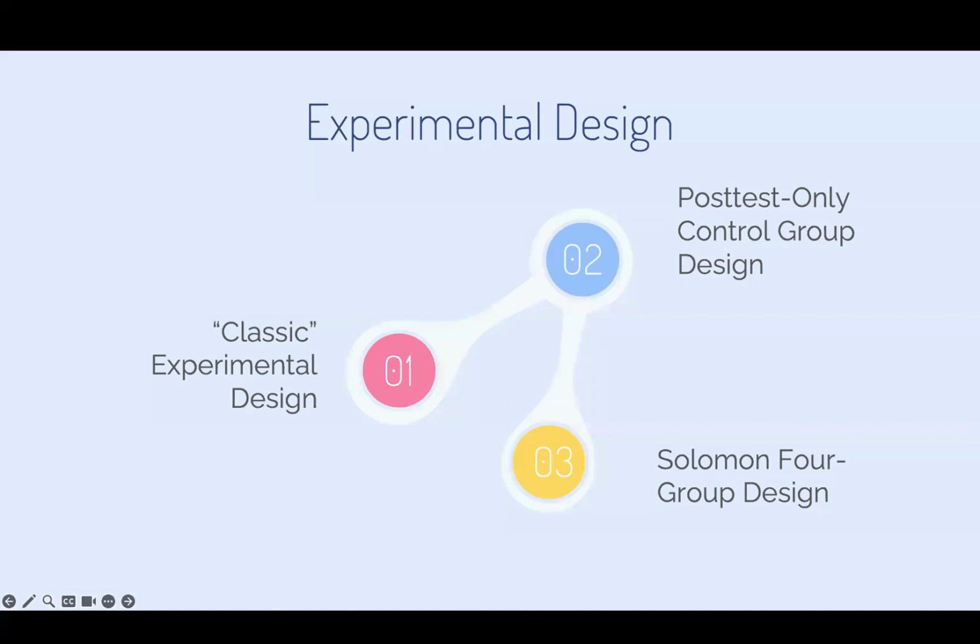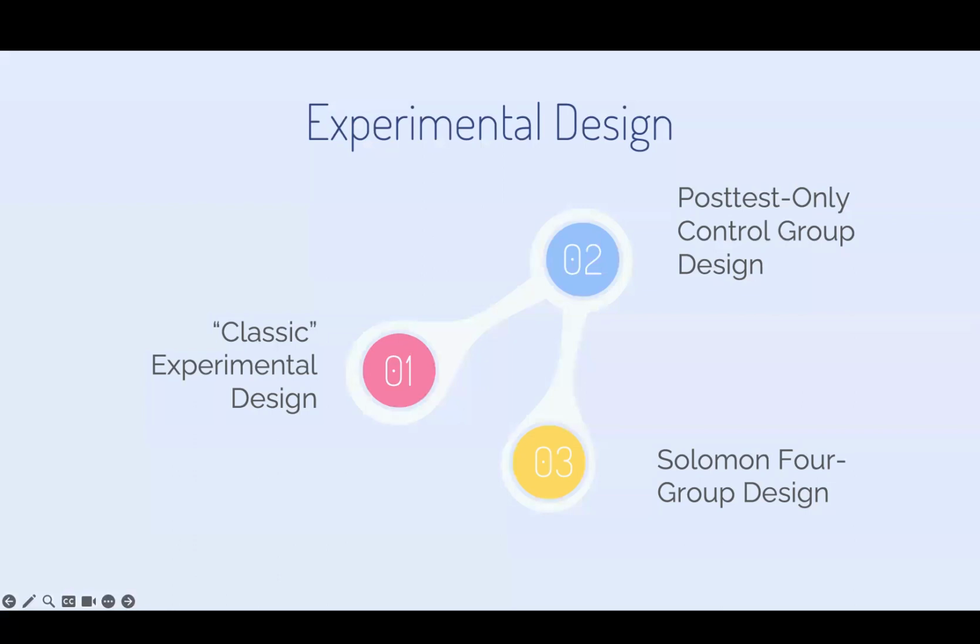The first is the classical experimental design, also known as the randomized control trial, RCT. This design is an epitome of experimental rigor, characterized by the random assignment of the participants to either the experimental group or the control group. It is designed to provide the most robust evidence of causality by controlling for extraneous variables through randomization and by including a control group for comparison against the experimental group.